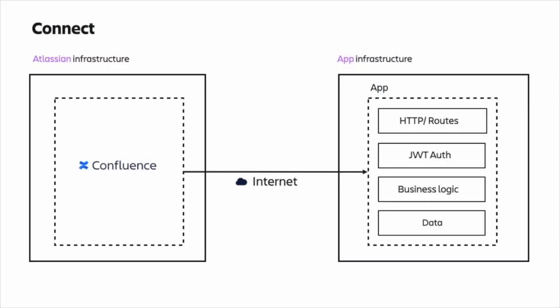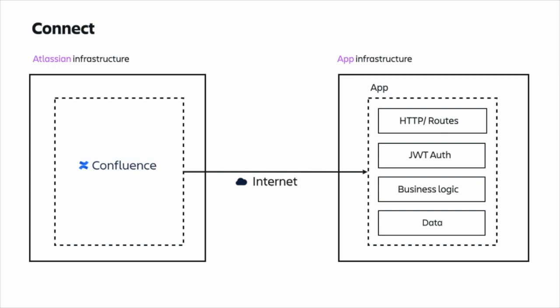So, looking at the recap, before Forge, we offered only one cloud app extension framework called Connect. In Connect, app developers would need to spin up their own app infrastructure, and our products running on our Atlassian infrastructure would interact with the app over the open internet. This does work really well. We still have a lot of successful Connect apps on the marketplace.